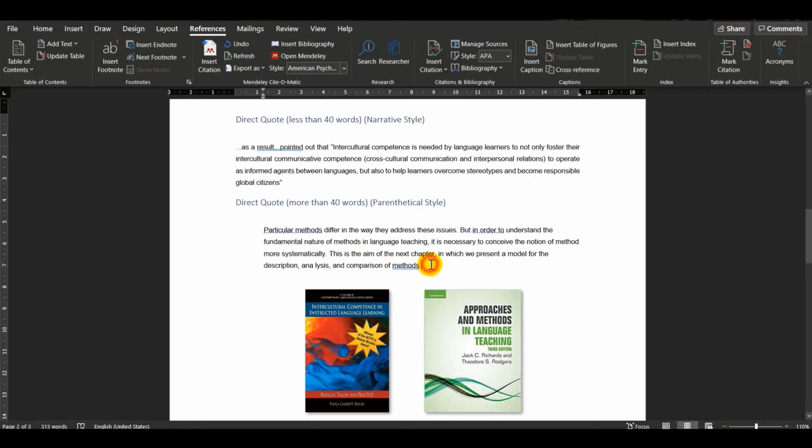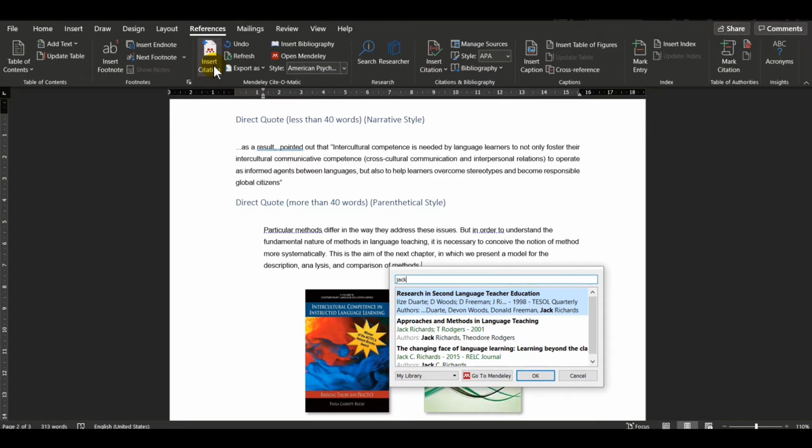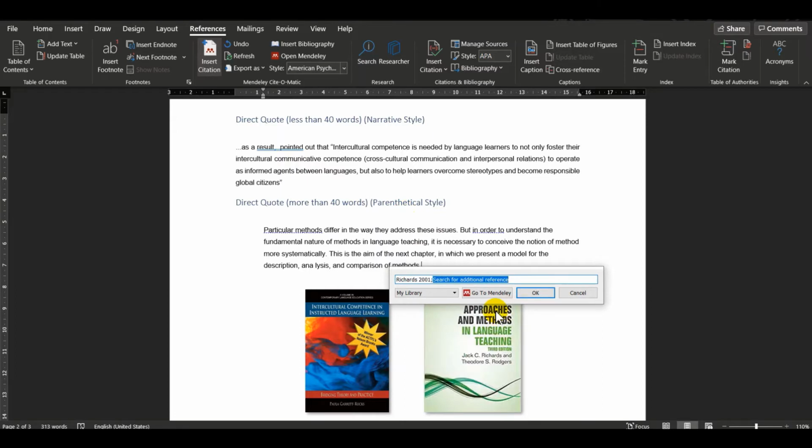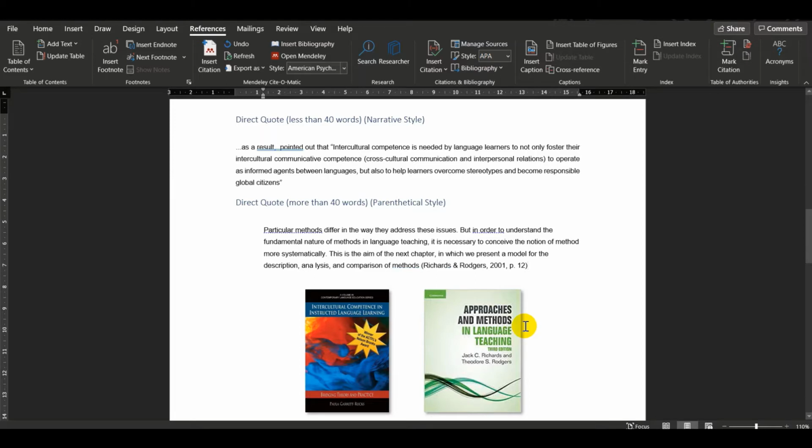In this kind of citation, I would like to use a parenthetical style, so I must write it at the end. I click on Insert Citation. I look for the author of this quotation, Jack Richards, 2001, with Theodore Rogers, and I backspace 2 times in order to insert the number of the page. This was taken on page 12, so I click on OK and voila. Don't forget to add a period at the end of the quotation.